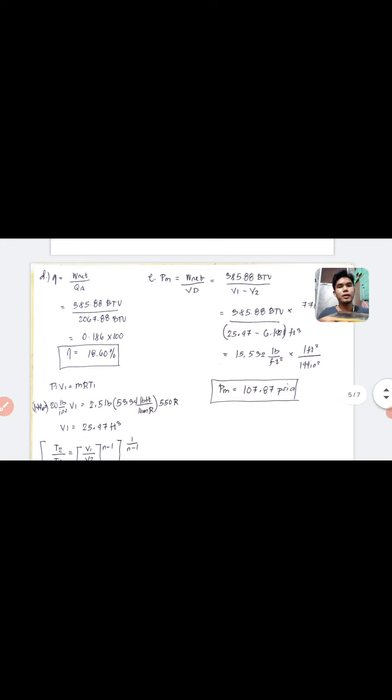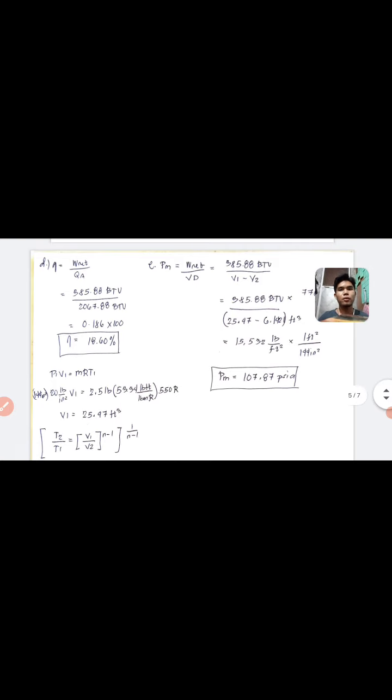Now let's proceed to letter D. So we are finding for efficiency. So efficiency is equal to work net over QA. Since we already solved the value of our work net and QA, it is easy for us to solve. So substituting the value of work net and QA, efficiency now is equal to 0.186. So multiplied by 100 in order to get its percentage. So our efficiency now is 18.60%.